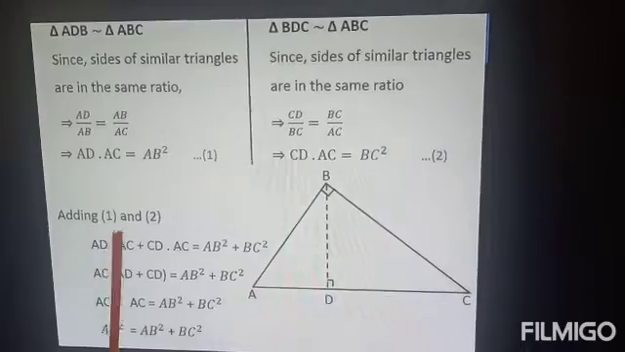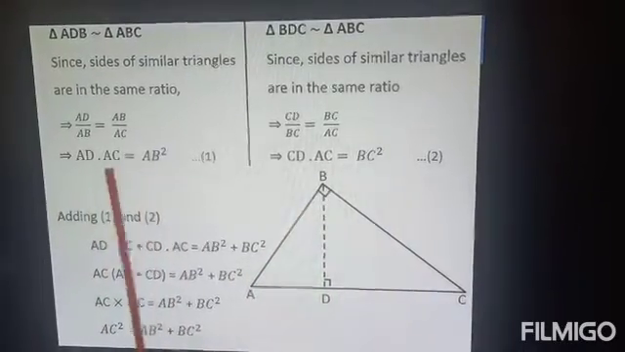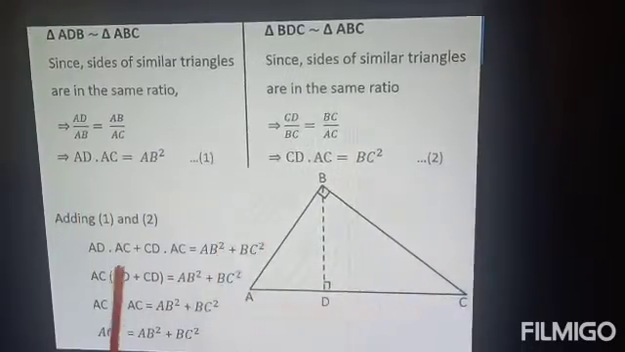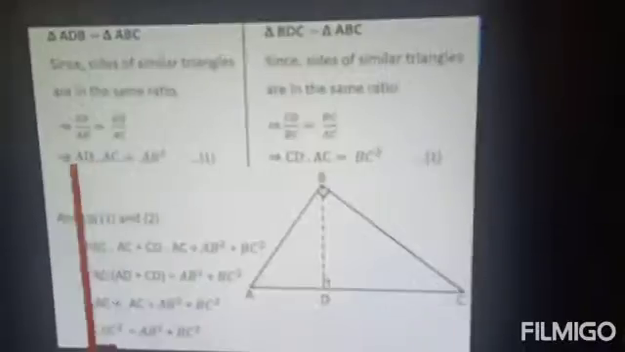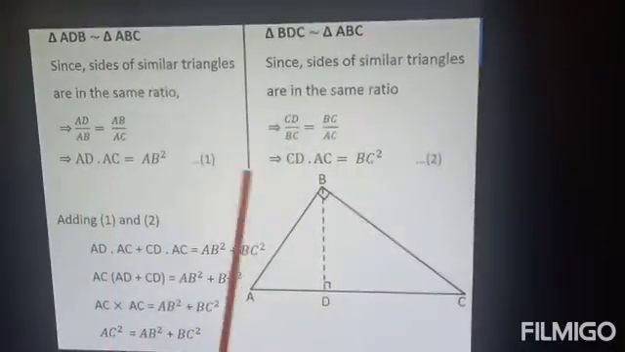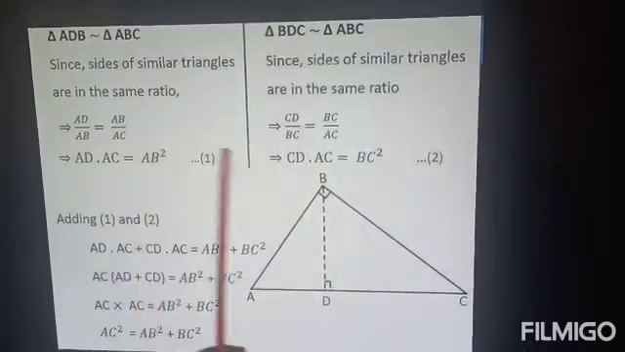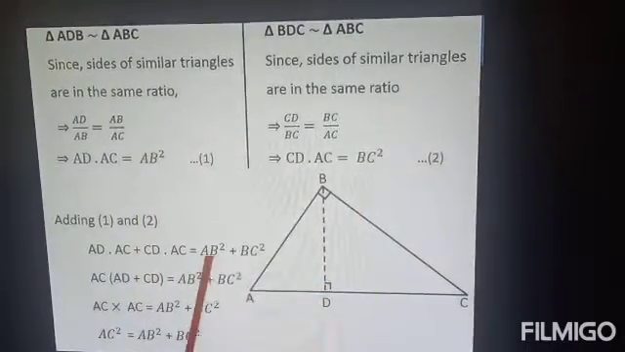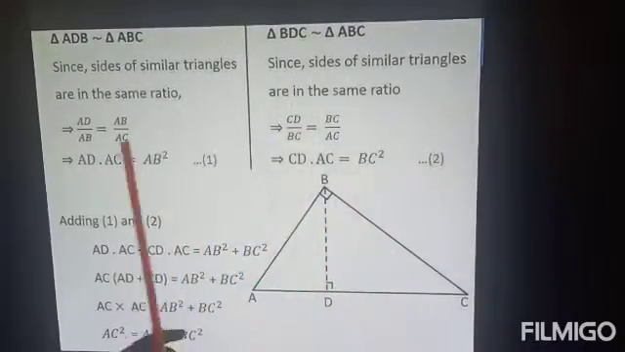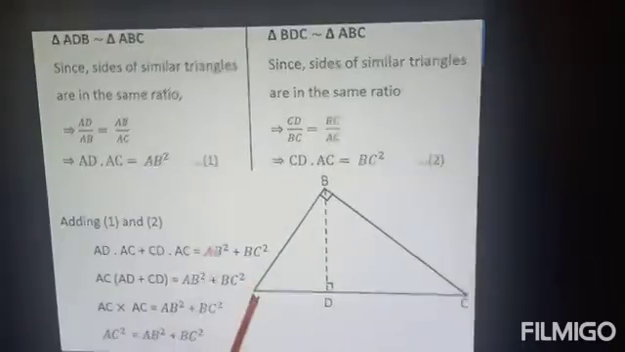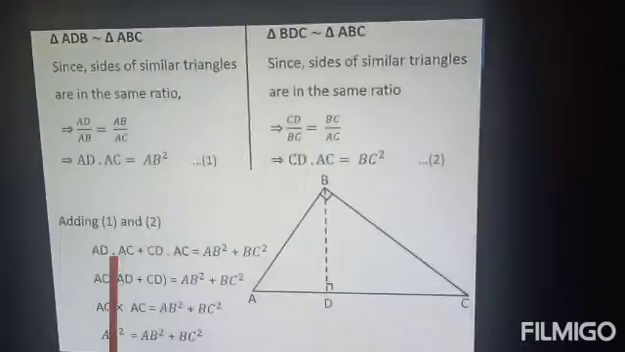Okay. Now by adding equation 1 and 2, this and this, both left sides have to be added and both right sides have to be added. Then AD into AC plus CD into AC on the left side, and AB square plus BC square on the right side. Both the left sides add and keep on the left side, both the right sides add and keep on the right side.